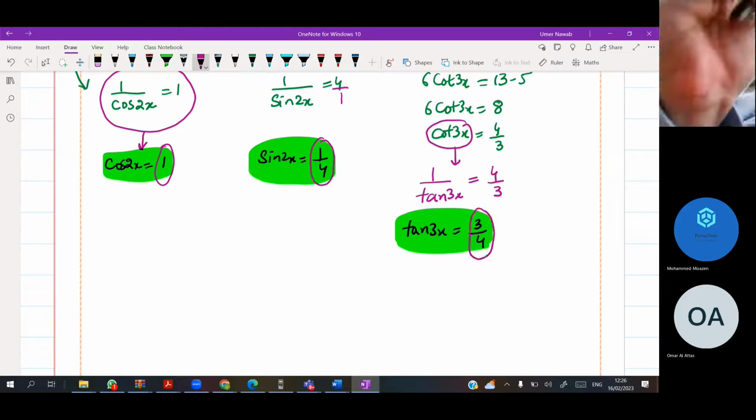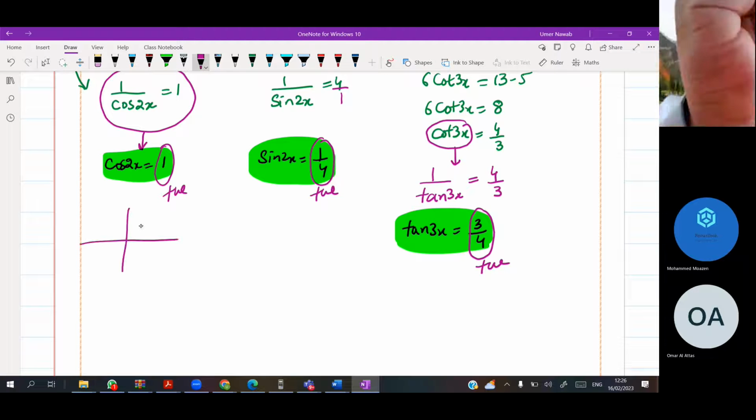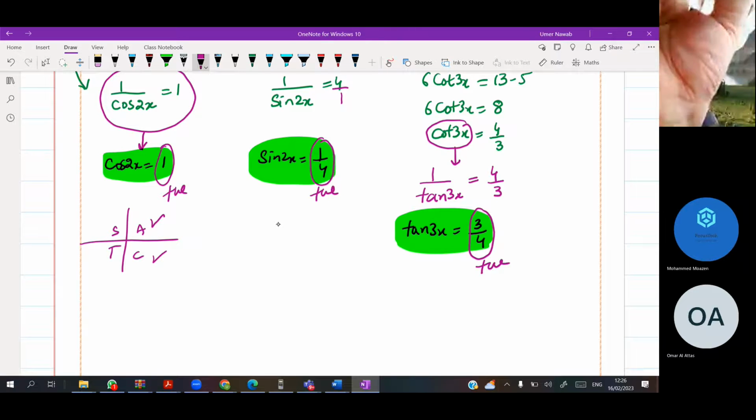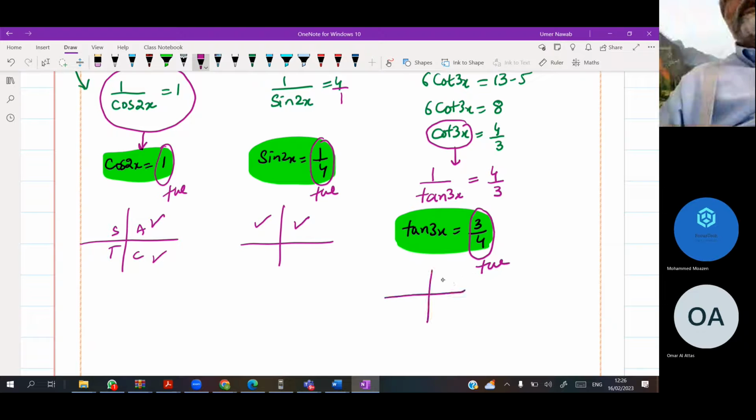Then you look at your outputs. It is positive. It is positive. It is positive. So you remember that in a quadrant diagram, ASTC tells you your cosine is positive in the first and the fourth, and this tells you it is positive in the first and the second, and it tells you it is positive in the first and the third.